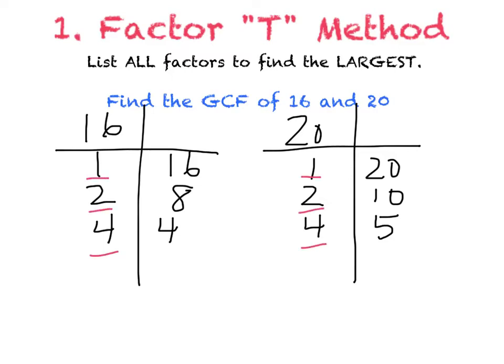Over here I have a 4 and an 8, 5, 10, 16. None of those numbers match. So the only common factors they share are 1, 2, and 4. If I'm looking for the greatest of those, I know that it's going to have to be the number 4. So my GCF is going to equal 4.